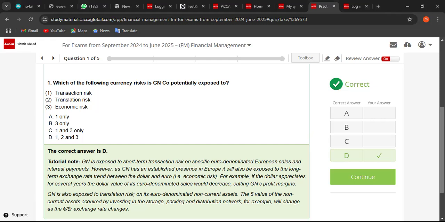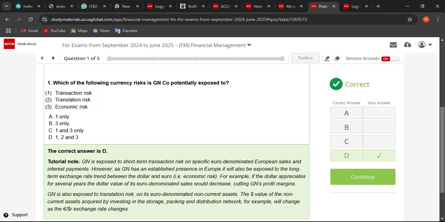So what can I do then? I should also start to invest in that country where I can find the raw material at cheaper prices and the labor cost at cheaper prices. Then I can compete with my competitors. So economic risk is always present.